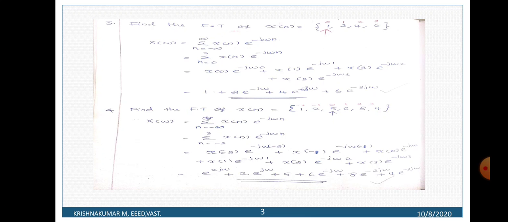The next question, find the Fourier transform of x of n is equal to 1, 2, 5, 6, 8, 4. It is a finite double-sided sequence. It goes from 0 to 3 on one side and 0 to minus 2 on the other. So our sequence starts from minus 2 and ends at 3. So how can we find out its Fourier transform? X of omega is equal to sigma n is equal to minus infinity to infinity x of n e raised to minus j omega n.